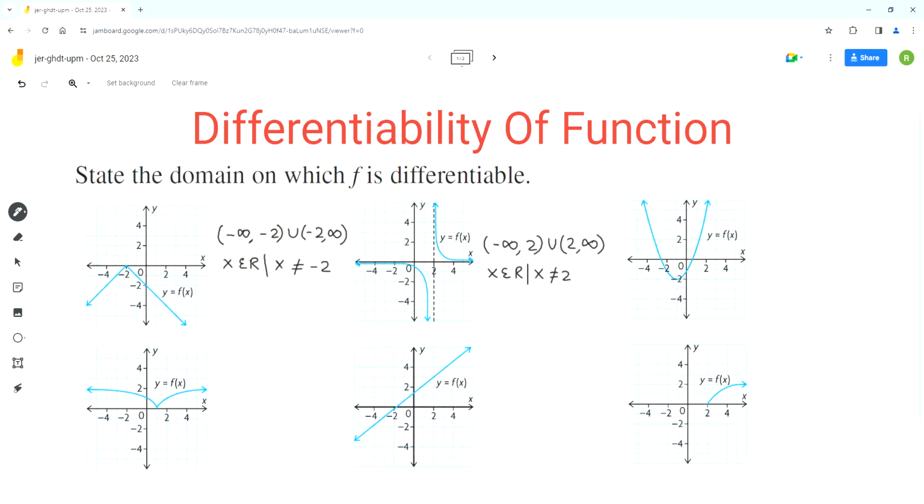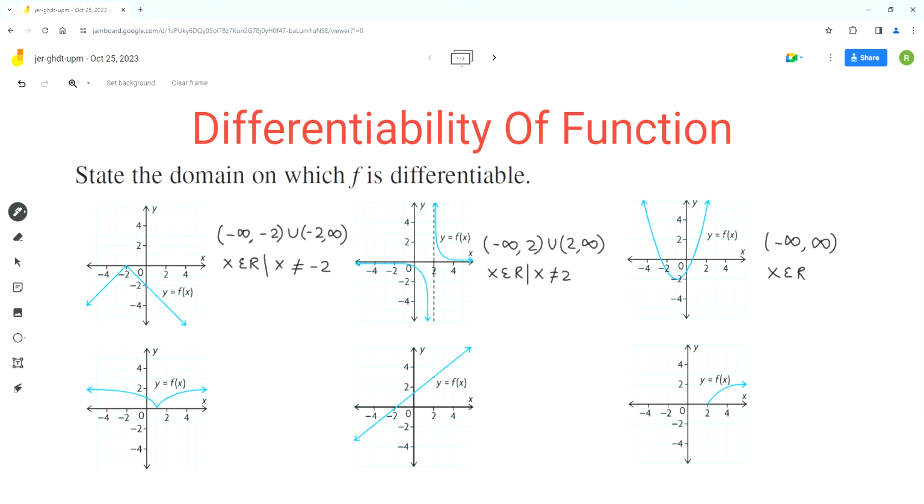Now we can analyze the third graph. The third graph is a continuous function. There is no break of any kind. There is no corner point, no cusp, and no vertical tangent at any point. So this function is differentiable for all x values. The domain can be written in interval notation as -infinity to positive infinity, or in the other notation, we can just write the domain as x ∈ ℝ. So x can be any real number for differentiability of this function.